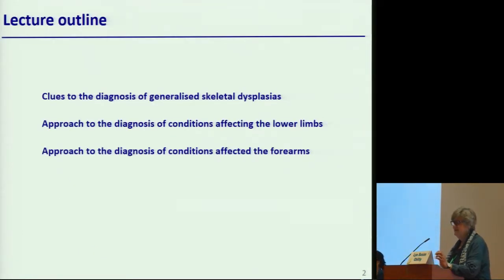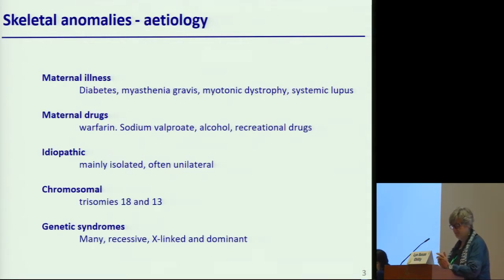So what I'm going to do is give you the clues to the diagnosis of a generalized skeletal dysplasia. Then I'm going to give you the approach to the diagnosis of conditions which affect the lower limbs, and then an approach to the diagnosis of conditions which predominantly affect the forearms. And if you think about it in these ways, I think you'll find it much more straightforward.